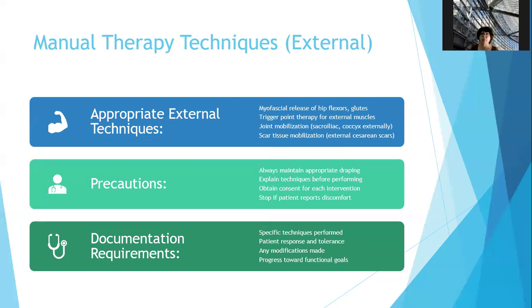The manual therapy techniques we're doing are external, because that's where we are as physical therapist assistants. The appropriate external techniques include myofascial release of the hip flexors and glutes, trigger point therapy for the external muscles, like we talked about, piriformis, obturator externus, joint mobilization, maybe sacroiliac and coccyx mobilization externally. We've done sacroiliac and coccyx evaluation in your manual therapy lab, and so we might bring that in.